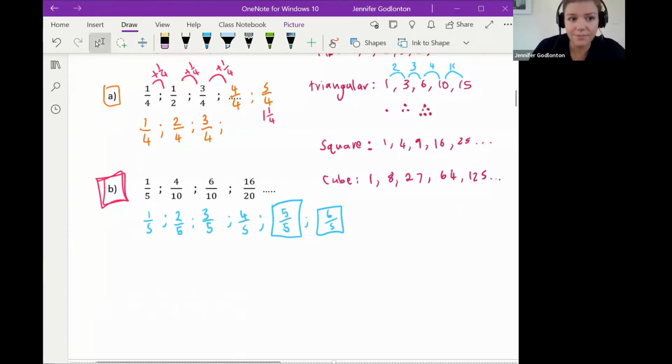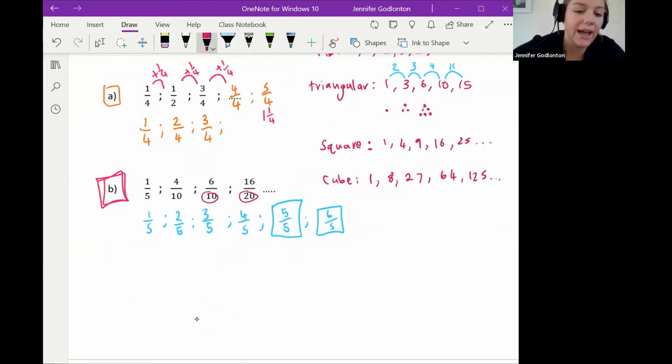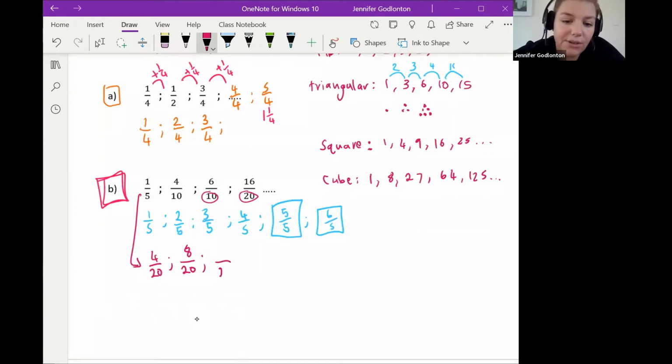Oh, okay. But you didn't have to make them all over 5. If you wanted to rather put them all over 20 or over 10, you could have. So another way of writing that is we could have said, well, that's 4 over 20. That's going to be 8 over 20. That's going to be 12 over 20. That's 16 over 20. And so now if I'm working in 20s, I'm adding 4 over 20 each time.